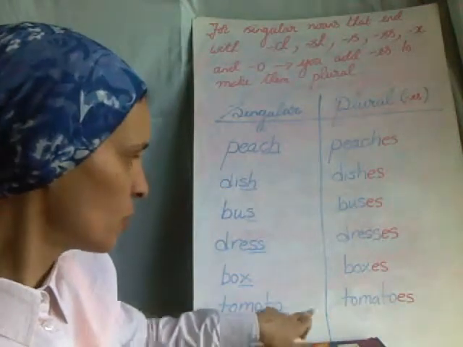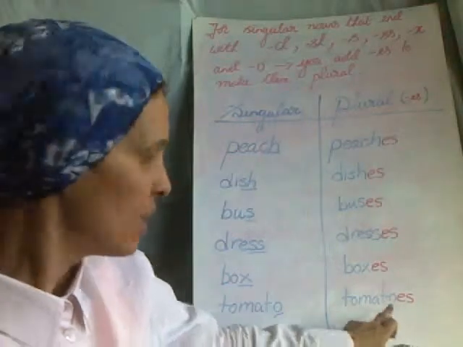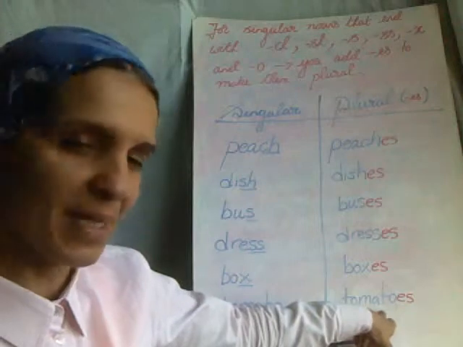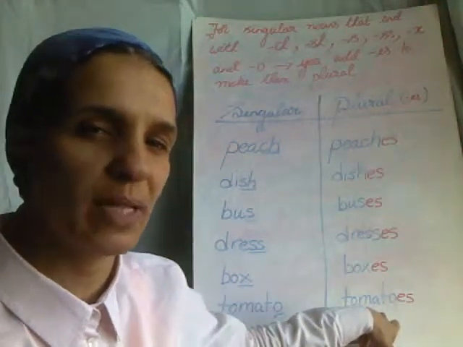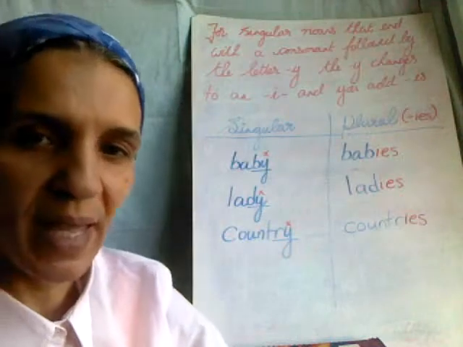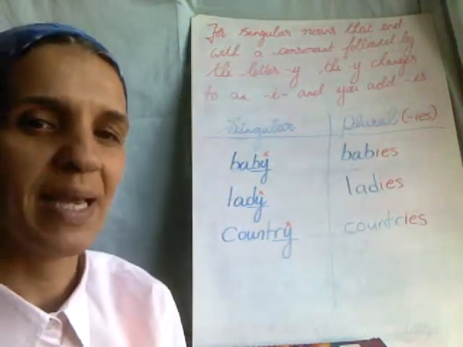Tomato ends with an o, tomatoes. Now here I don't hear the s, but if it ends with an o, usually you would add es. There are some exceptions to this rule too, but we will be studying those later on. Okay, so that's another rule you have to remember. You look at the ending and you decide, should I put an s or should I put an es here?